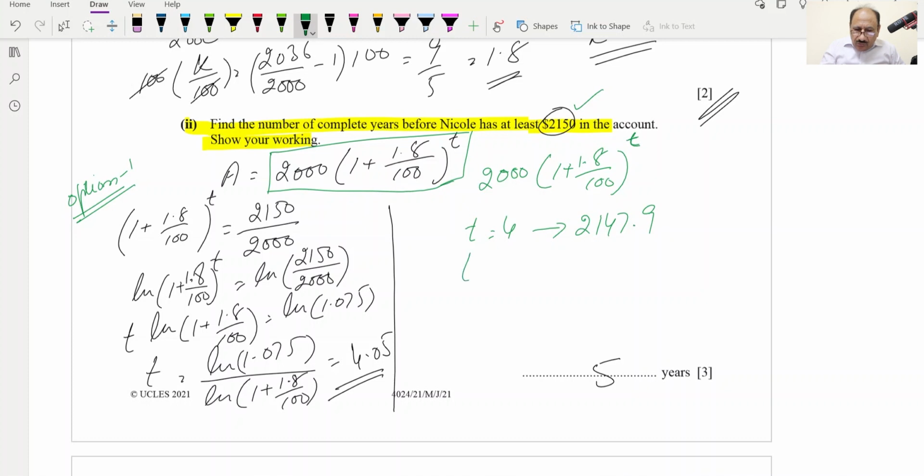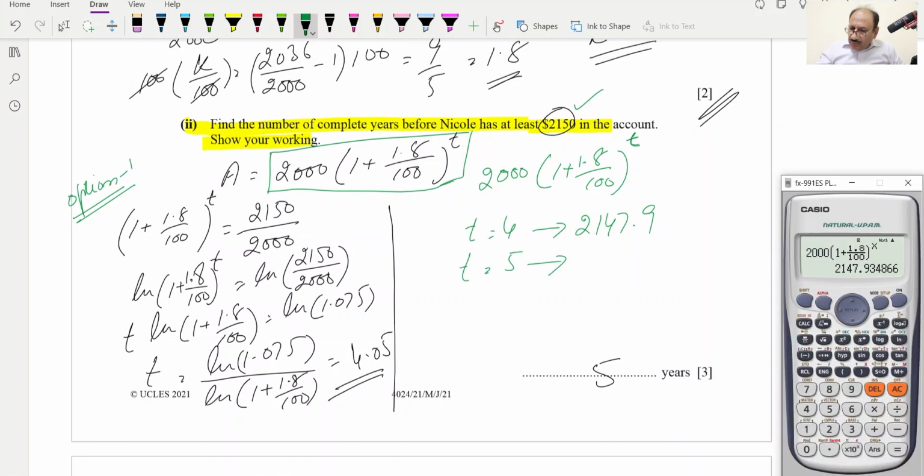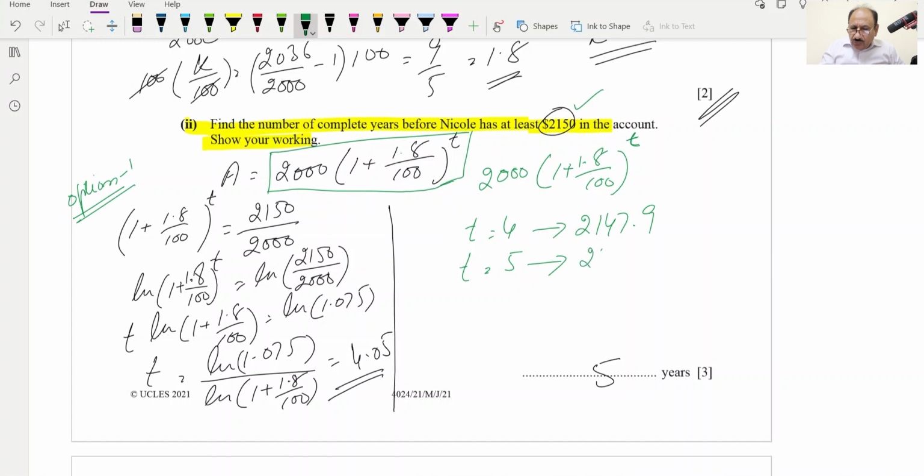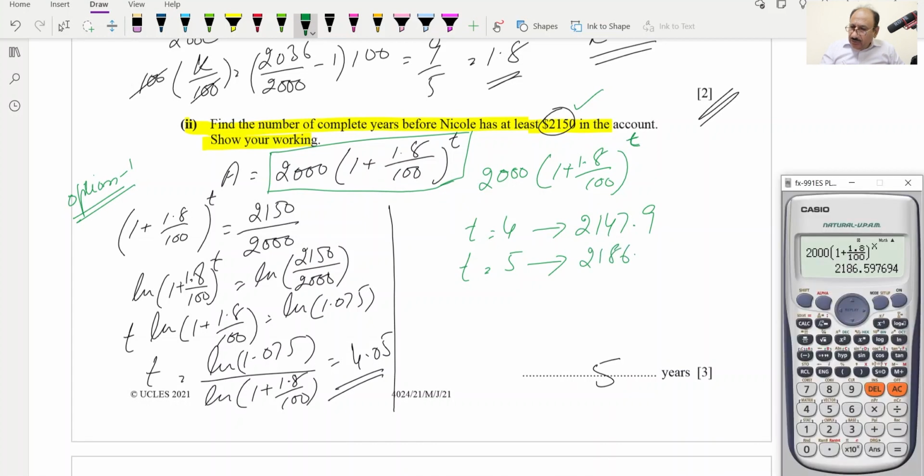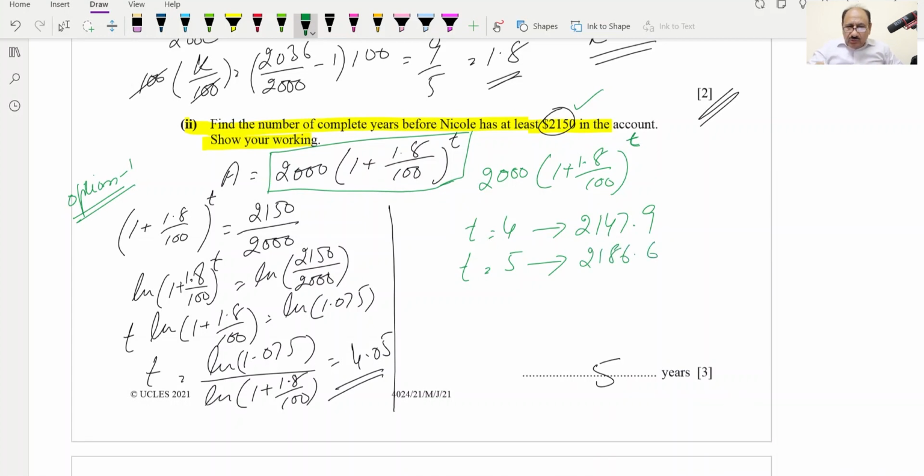And now if we take t equal to 5, calculate for t equal to 5, this will give us 2186.6. So if you see, our value 2150 is in between, which is more than 4 but less than 5, so we can give the answer as 5.